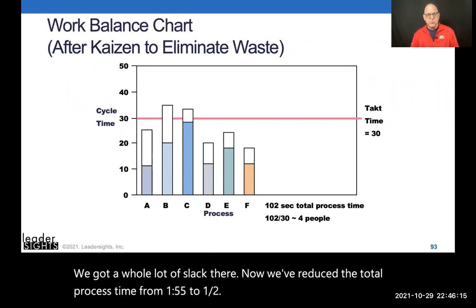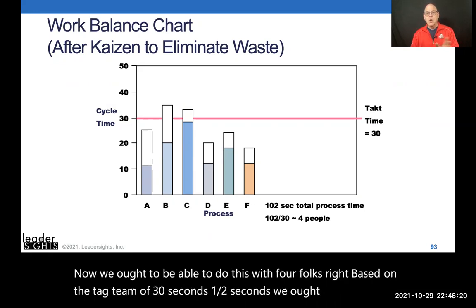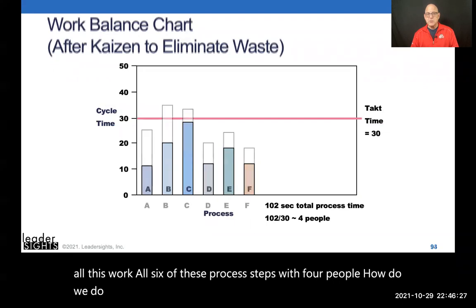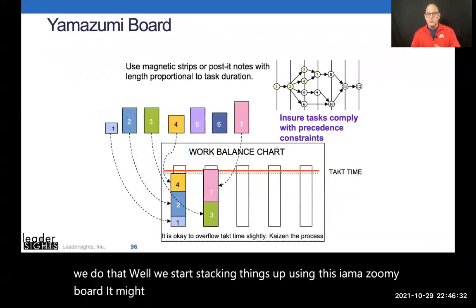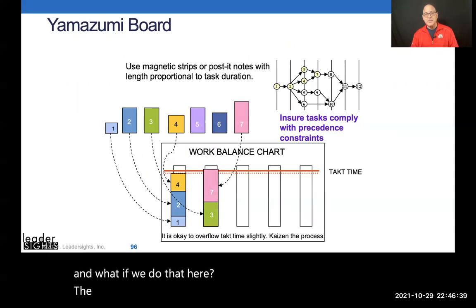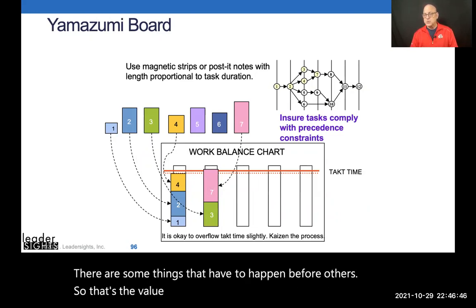Now we ought to be able to do this with 4 folks, right? Based on the takt time of 30 seconds, 102 seconds, we ought to be able to do all this work, all 6 of these process steps with 4 people. How do we do that? Well, we start stacking things up using this Yamazumi board. It might go this way, but when you're doing this, it's wide open. You just kind of do, what if we do this here? And what if we do that here? The thing you have to be mindful of is that order of precedence. There are some things that have to happen before others. So that's the value of the precedence chart up there, the Gantt or the PERT chart.